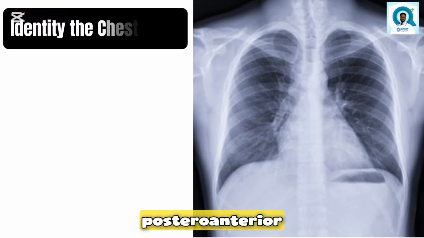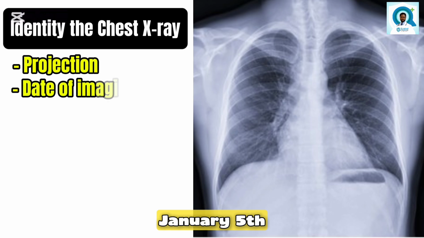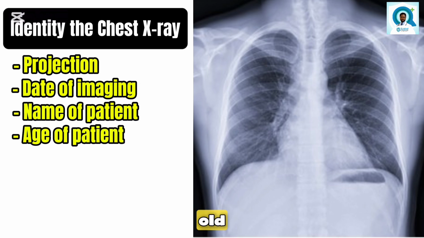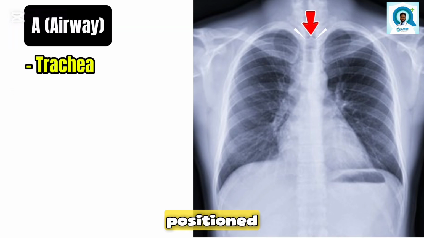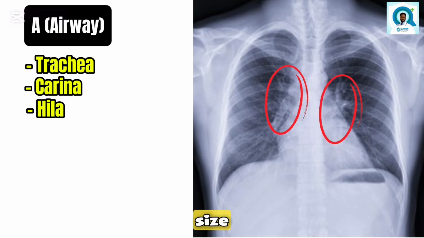This is a posterior anterior chest x-ray image taken on the 5th of January, 2026, belonging to Mr. AB, a 55-year-old male. The trachea is centrally positioned with no deviation. The carina is visible and normal. There is no evidence of tracheal narrowing or obstruction. The hilar structures are normal in size and position.